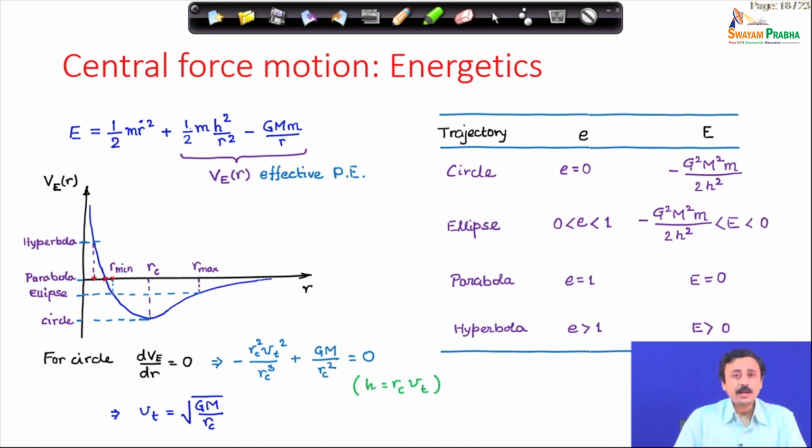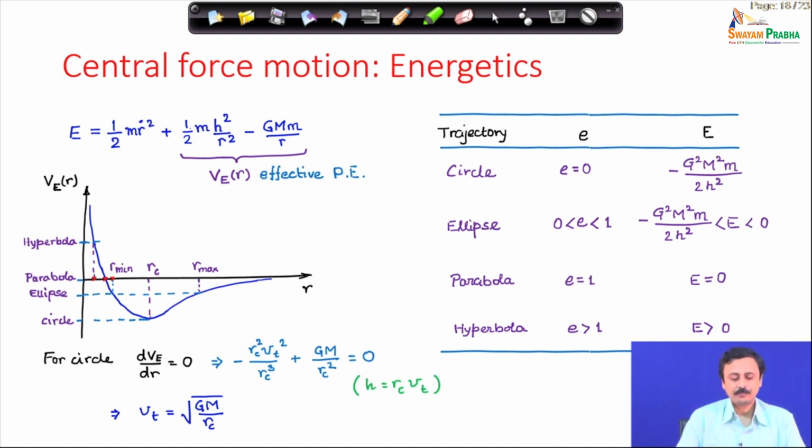For a parabolic path, the total energy is 0, therefore it is the r axis in this figure. You can see there is one r min, an intersection with the potential energy curve, but there is no intersection on the other side because the curve is asymptotic to the horizontal axis. It will never reach the horizontal axis, therefore the solution is unbounded on the other side. There is one r min, but unbounded.